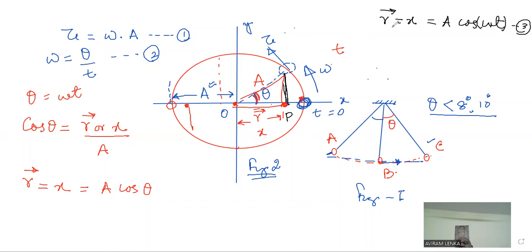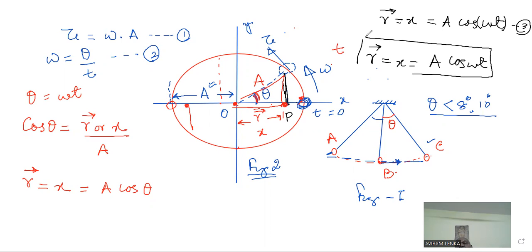So that is the first equation of SHM, r or x equals position equals a cos omega t. That was our basic intention. Next class will be continuing from here.